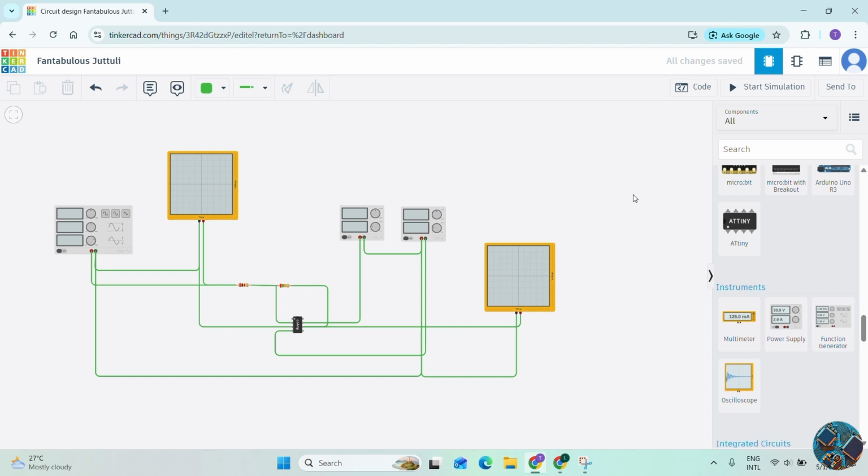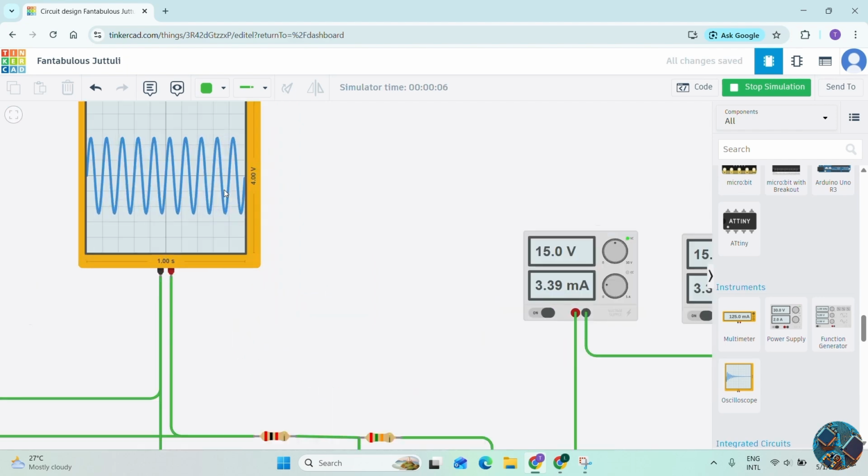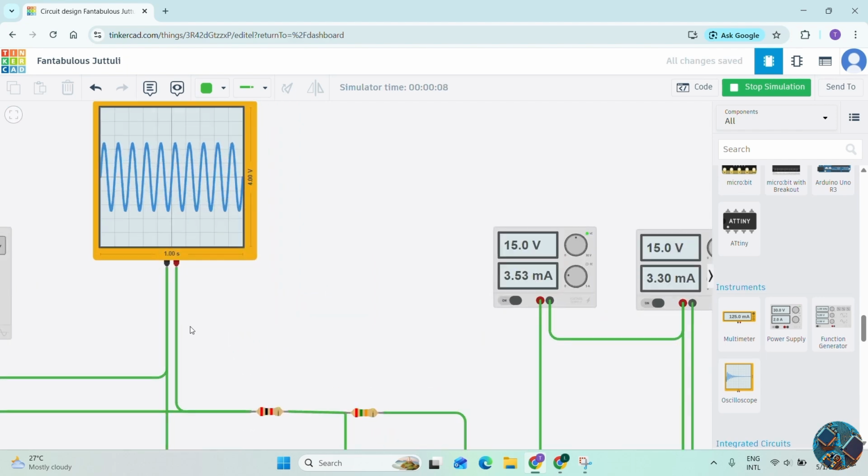Now let's check the simulation. So start simulation. Here you can see this one is the supply voltage. That means one positive to one negative, that means a peak to peak 2 voltage sine wave.